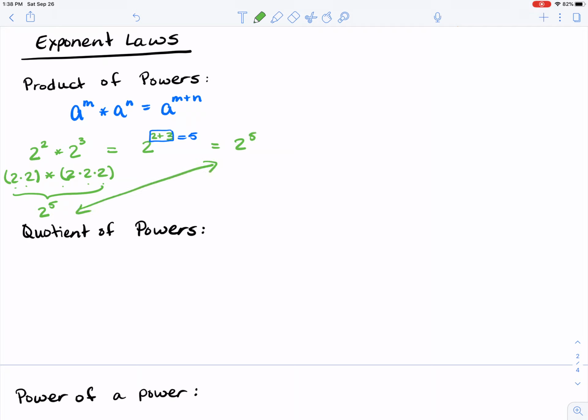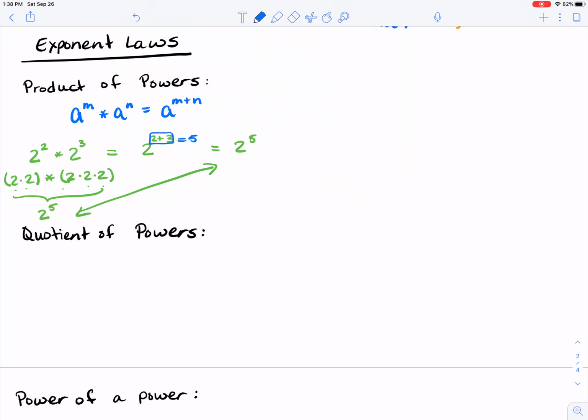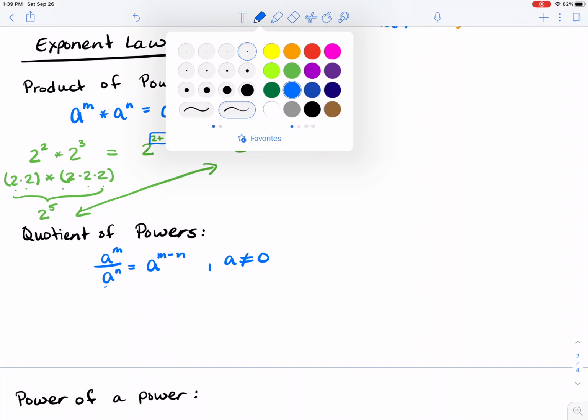Those are the same. Next, we're going to look at the quotient of powers. The generalized statement is a to the exponent m divided by a to the exponent n is the same as saying a to the exponent m minus n. And a cannot equal 0, because we have a base of a in the denominator of our fraction.